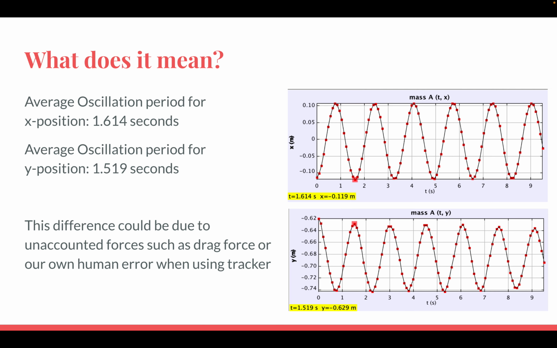And continuing on, what does it mean? In this part, we had to determine the periods for the x position and the y position and then discuss. And I found that the average oscillation period for the x position is 1.614 seconds, and the average oscillation period for the y position is 1.519 seconds. This difference could be due to unaccounted forces such as drag force or our own human error when using Tracker.